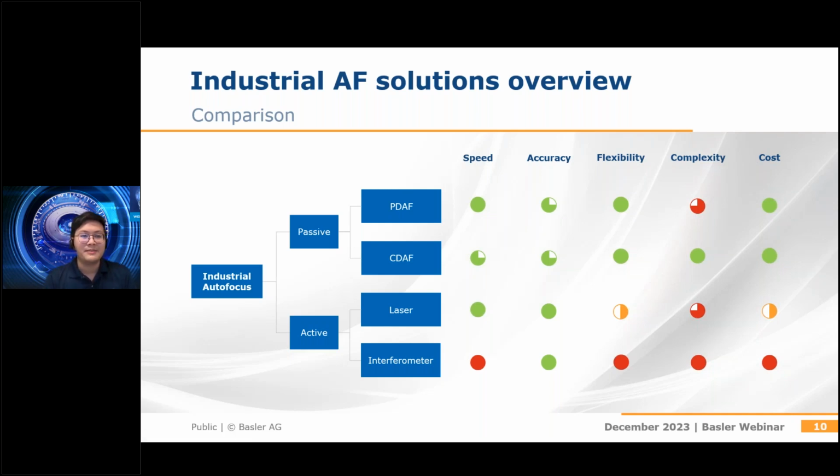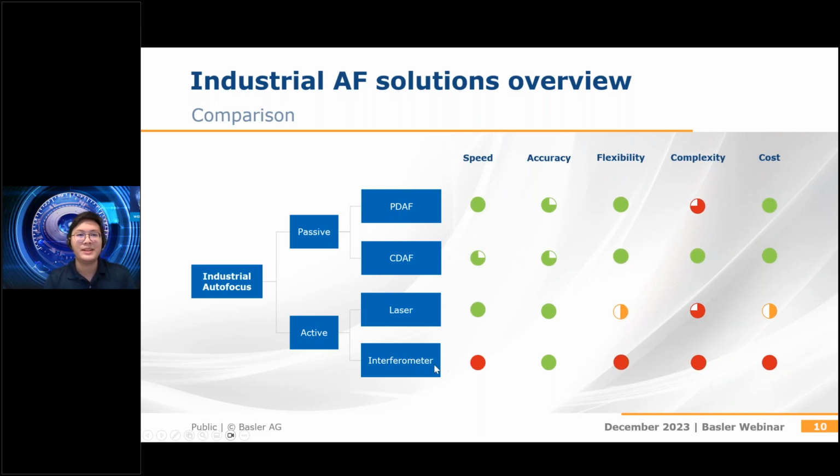Okay, so for laser autofocus here, this technique employs a laser beam to measure the distance to the subject. The laser bounces off the subject and is reflected back to the camera, and the time it takes for the light to travel is measured to adjust the focus. So this has, of course, really good speed and accuracy. However, due to the high complexity of implementation, it comes with a high cost as well.